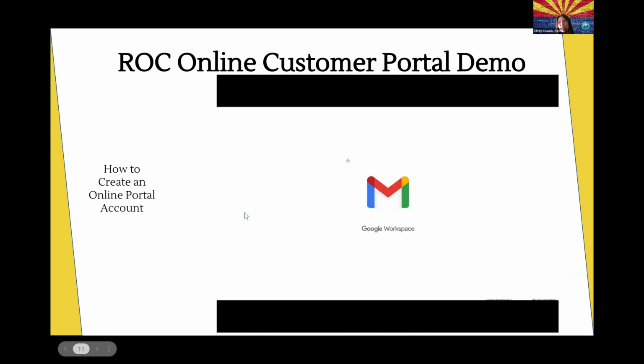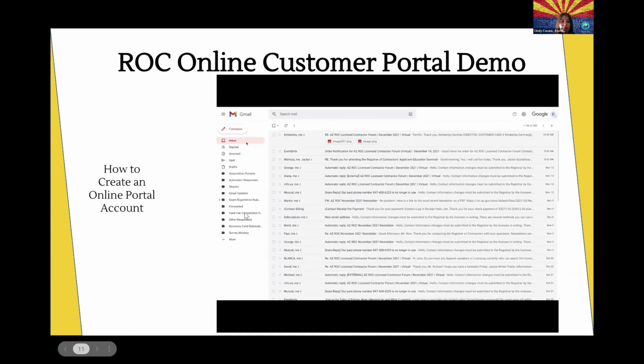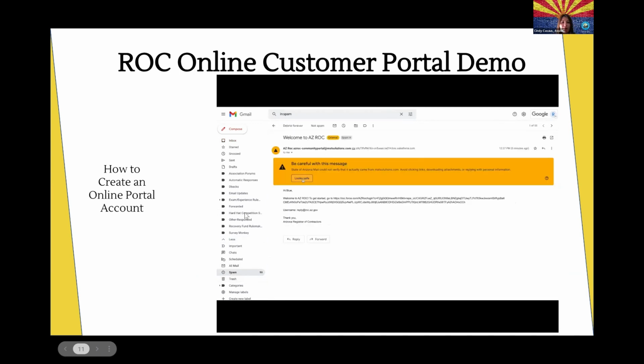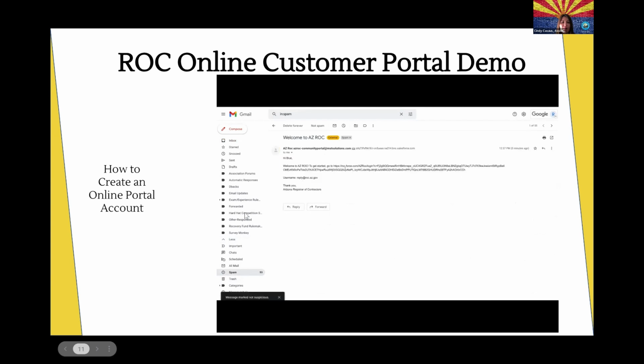Next, you're going to need to go check your email. If you don't see the Welcome to AZ ROC email in your inbox, please check your spam folder. And look, there it is, Welcome to AZ ROC. There will be a link in the email to help you set your password. If the link is not clickable, just copy it and paste it in the search bar.